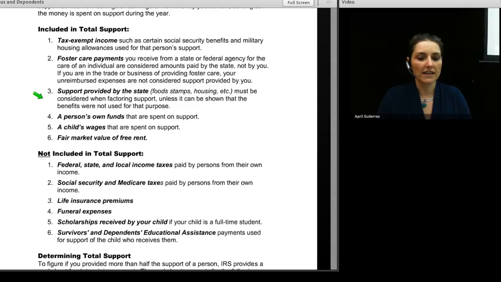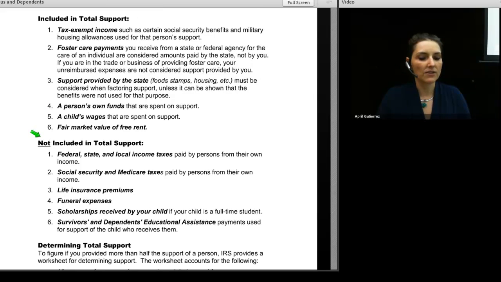Support provided by the state, including food stamps, housing, etc., must be considered when factoring support, unless it can be shown that the benefits were not used for that purpose. Also included are a person's own funds that are spent on support, a child's wages that are spent on support, and the fair market value of free rent.